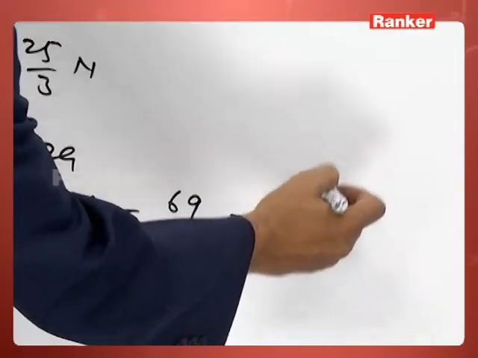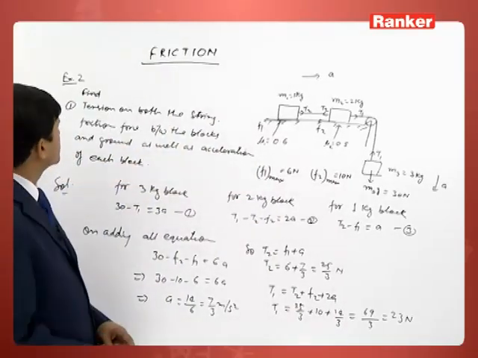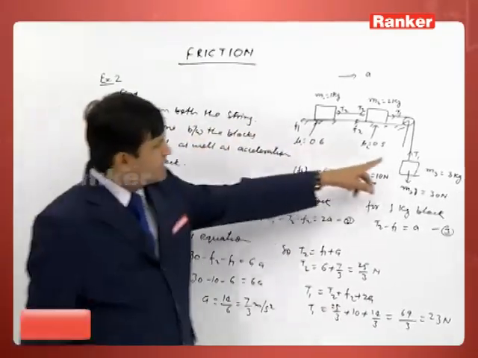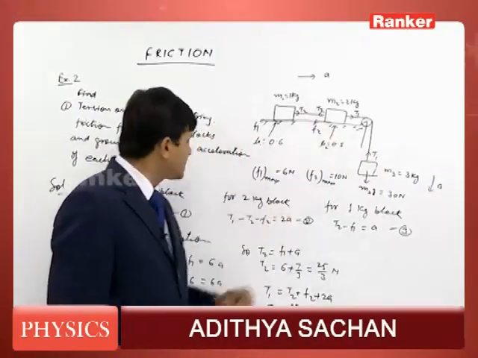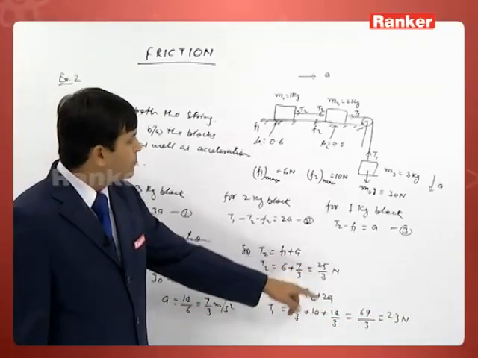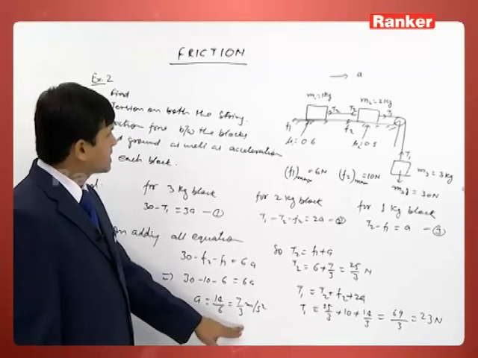So 23 Newton. This is the answer of all parts. Tension on both the strings: in this string, tension T1 is 23 Newton. In this string, tension T2 is 25 by 3. Acceleration of each block is 7 by 3.